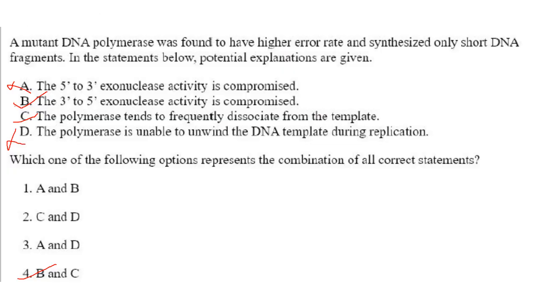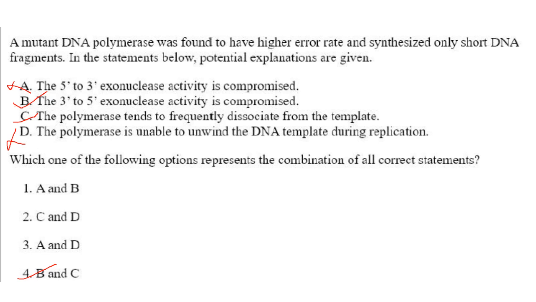Then a mutant DNA polymerase was found to have a high error rate and synthesized only short DNA fragments. In the statements below, potential explanations are given. The 5' to 3' exonuclease activity is compromised. No, that is not the correct answer, because it should be 3' to 5' exonuclease activity, that is proofreading activity, that is compromised. So B is correct.